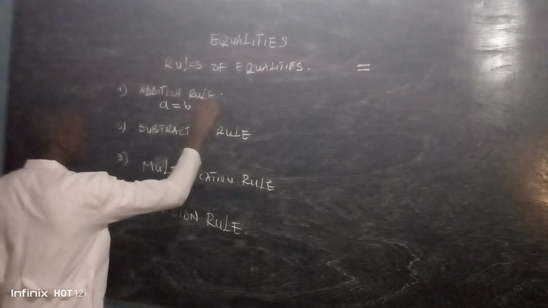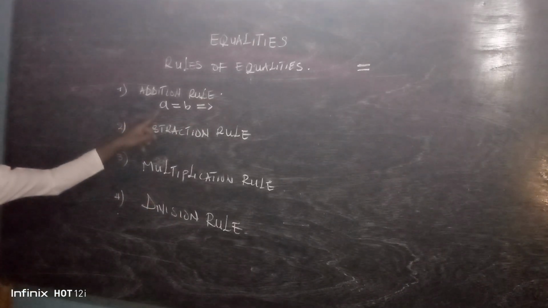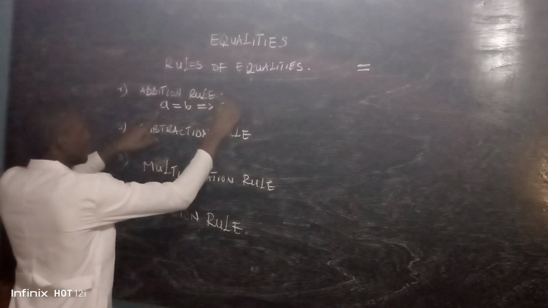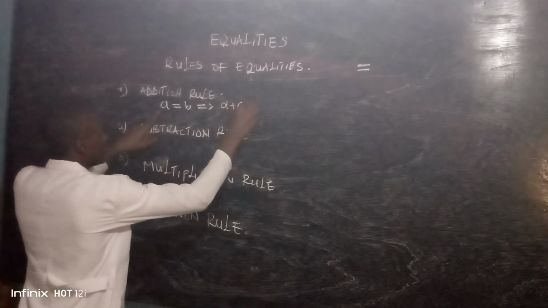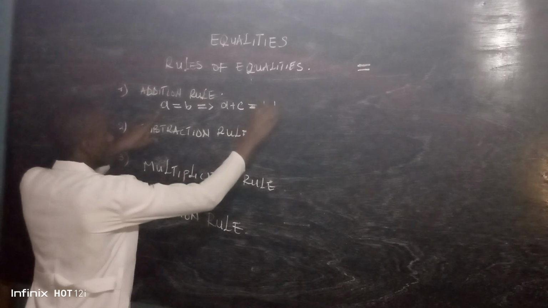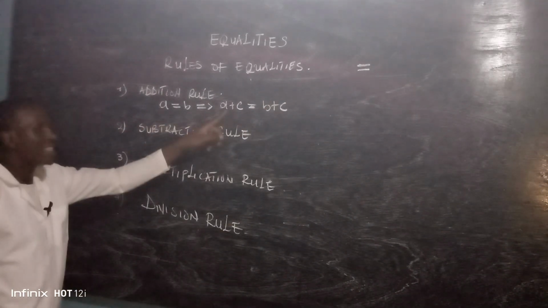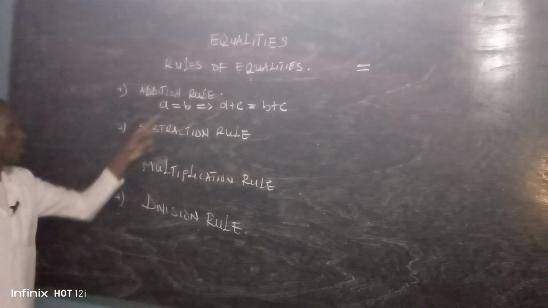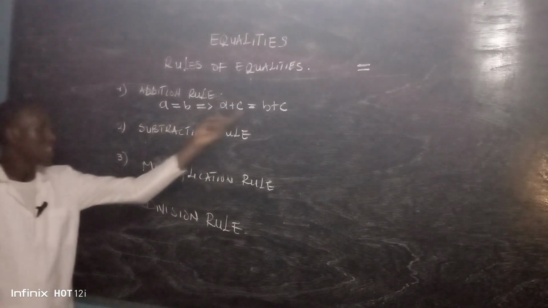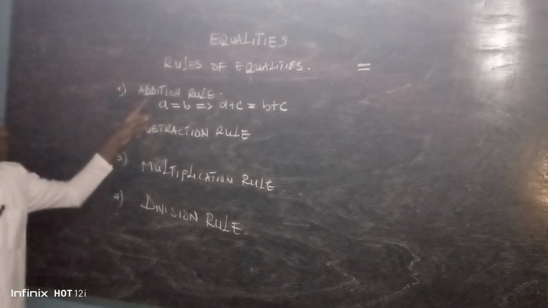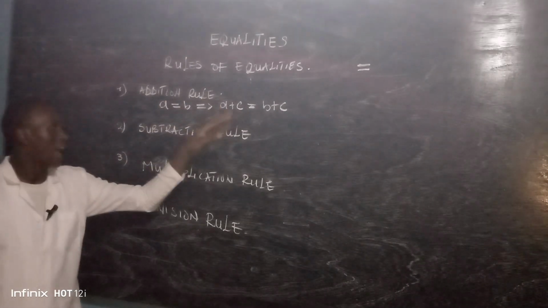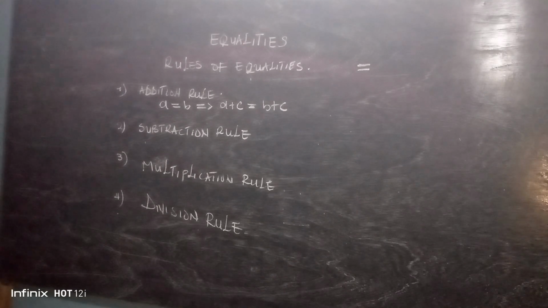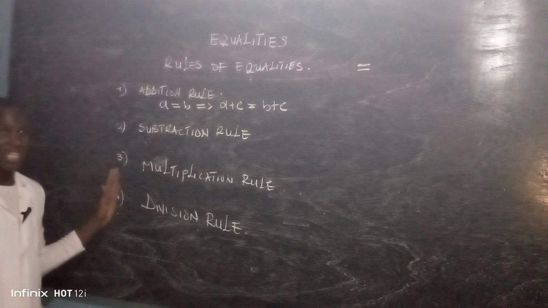So for instance, if I add C on both sides of this equation, I'm going to have A plus C equals B plus C. I've added the same quantity on both sides of the equation or equality. This is what the addition rule of equality is saying: adding the same quantity on both sides of the equality leaves that mathematical statement unchanged.